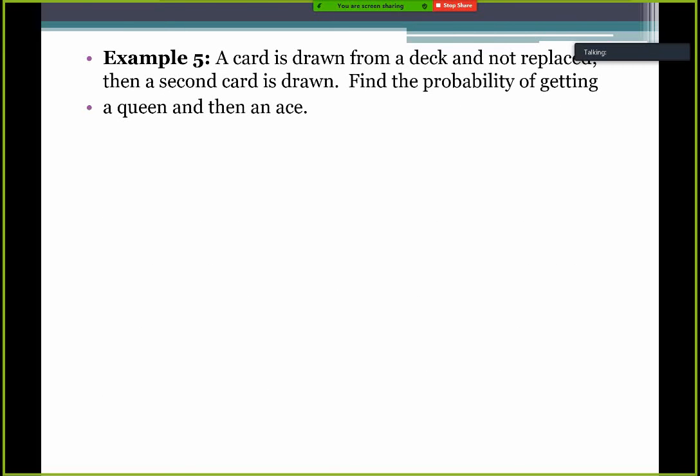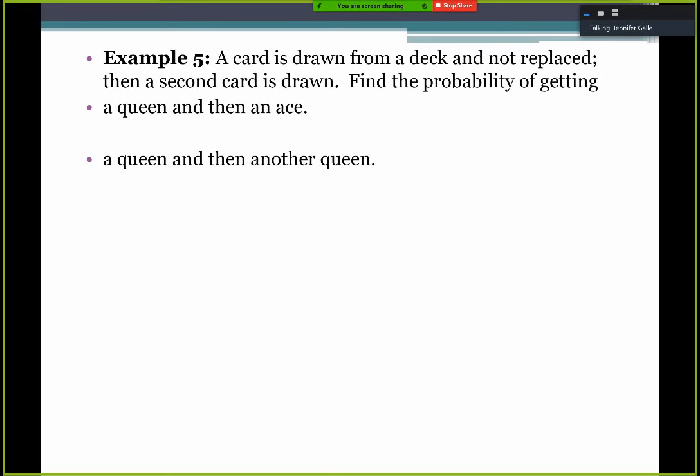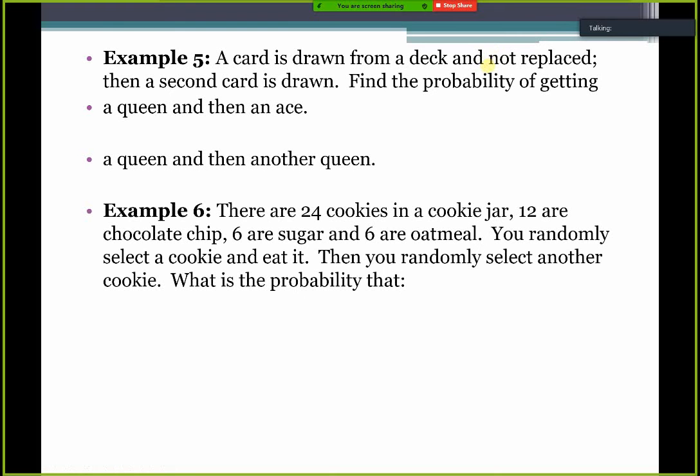All right, so we're back to drawing our card. And I know some of you are thinking, Miss Kelly, this example is just like example 2. Cards drawn from the deck. We just found a queen and then an ace and a queen and another queen. Miss Kelly, did you accidentally copy and paste the wrong thing? Nope. What's different? It's not replaced.